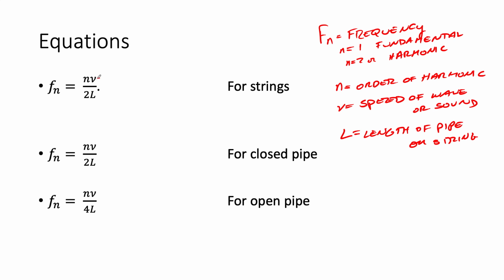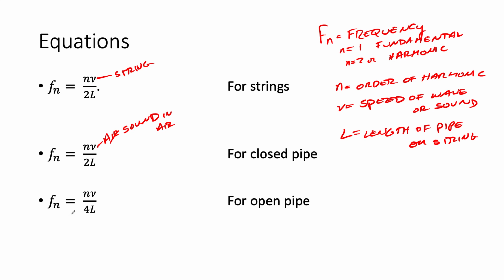For the V here, the velocity, it's actually the string. And for V, it's actually the sound in air. So there's the major difference between these two. Even though the equation looks exactly the same, the variables mean something a little bit different. And it's up to you to realize which equation goes with which. For open pipe, very similar to a closed pipe, but now we have 4L. And remember, we talked about that in the lecture portion of this class.